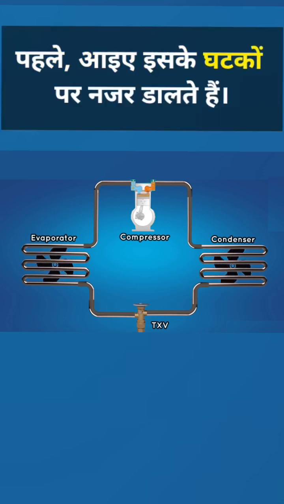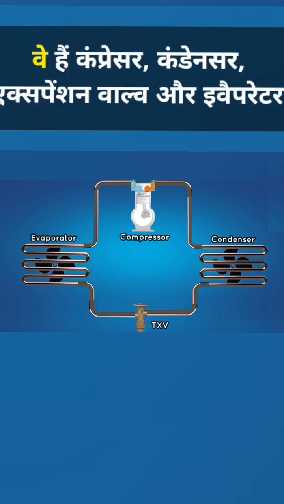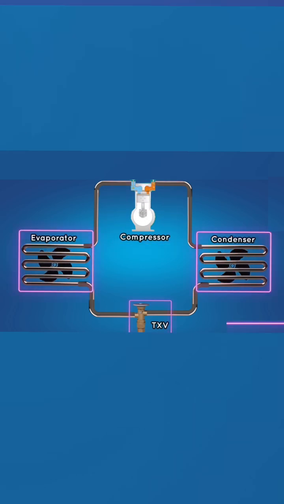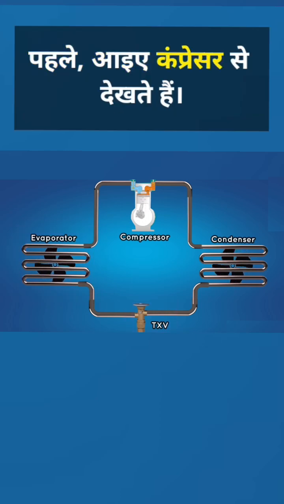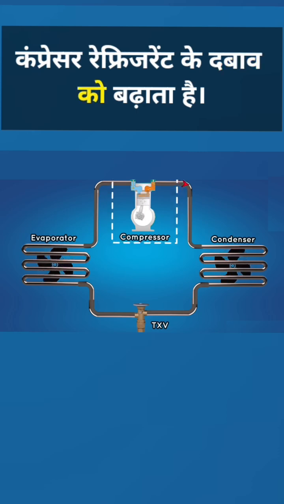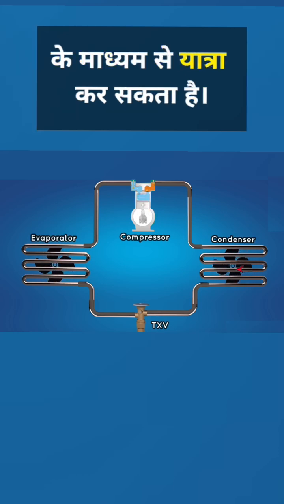First, let's look at its components. Four important components are used in this cycle. They are compressor, condenser, expansion valve, and evaporator. First, let's start with the compressor. The compressor increases the pressure of the refrigerant. By increasing the pressure, the refrigerant can travel throughout this cycle.